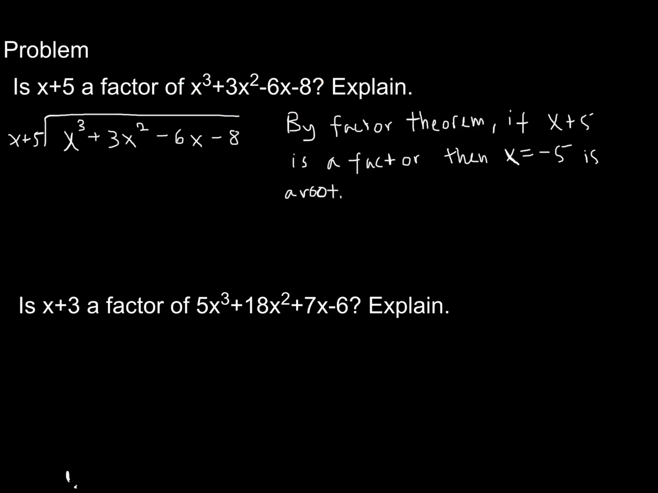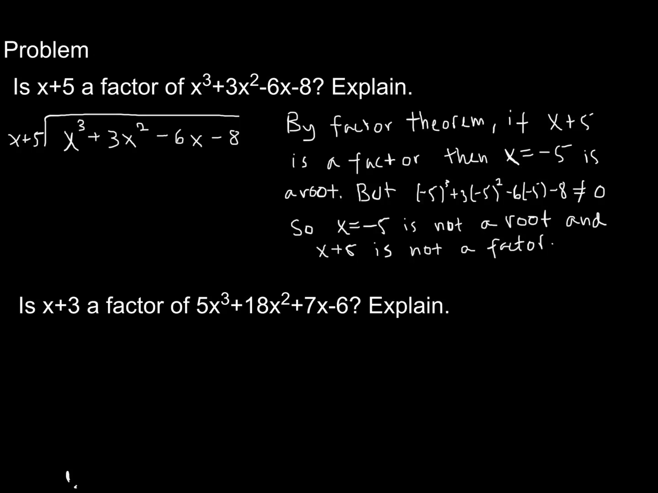So if you plug in negative 5 here, what will you get? Well, you won't get 0. I'll say that. In fact, I think you're going to get something like 28. And that tells you that x plus 5 can't be a factor because negative 5 is not a root. Now, both of these will work, but there's actually another way.